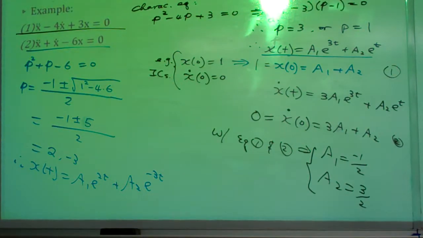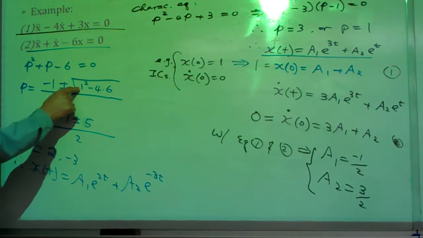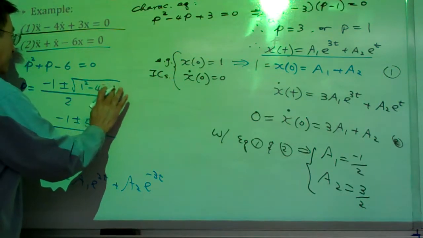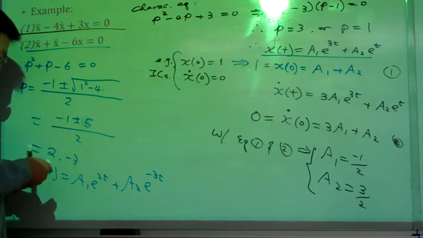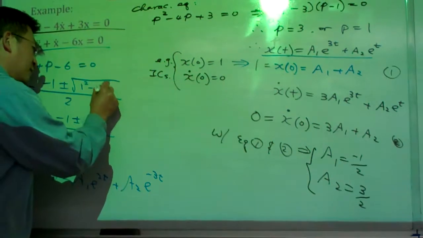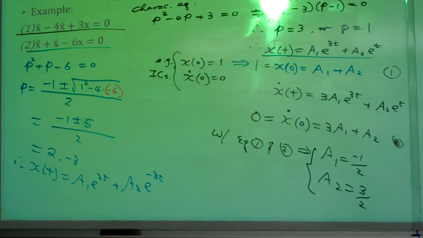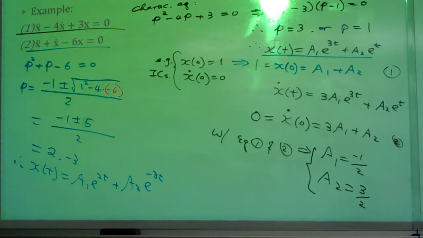How did you get 5 out of, maybe my algebra is just failing me? It's supposed to be negative 6, negative, making it a positive. Okay, that makes sense. Sorry, I forgot the minus sign here. Good. Okay, so that is for case 1.